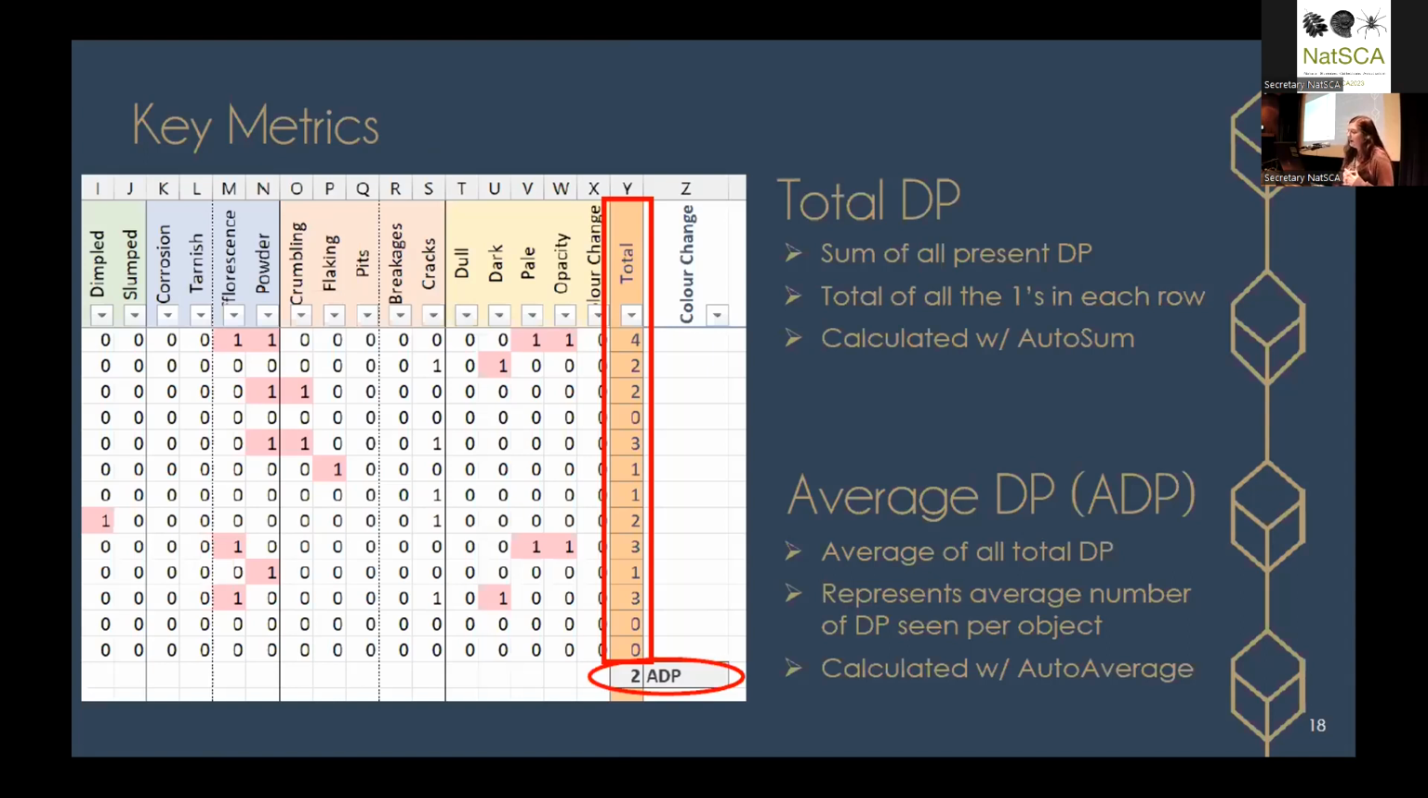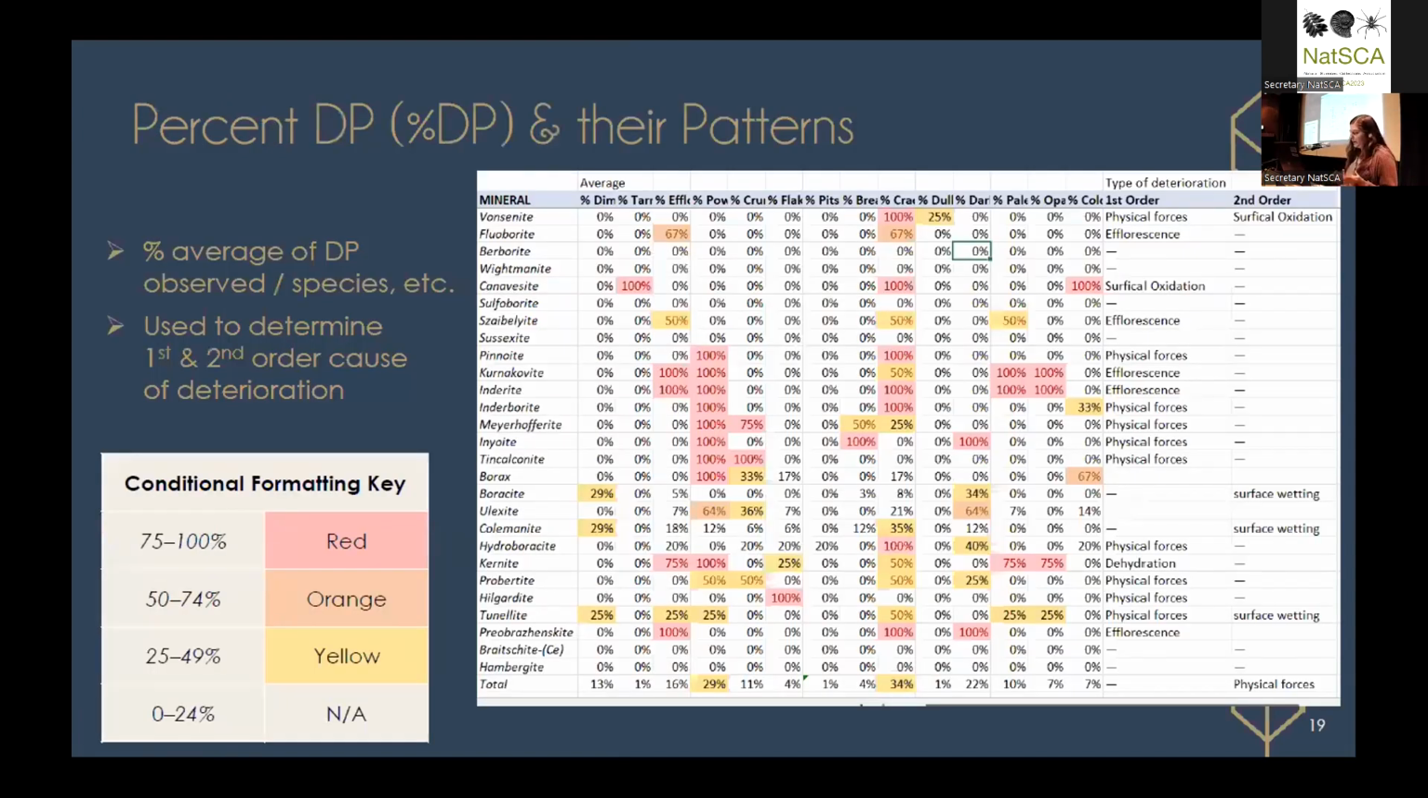Next, we have average DP, or ADP. This is the average of all total DP. So an ADP of 4 would mean that of all the specimens that you're examining, they display on average 4 DP. And then finally, we have percent DP, which is the percent average of a DP's occurrence. Here it's the sum of all the ones in a DP column divided by the total number of specimens being examined. So if you have 10% cracking, that means 10 out of 100 specimens display cracking of some sort. These percent DPs are then color-coded to reveal which are used to identify the potential reaction types.